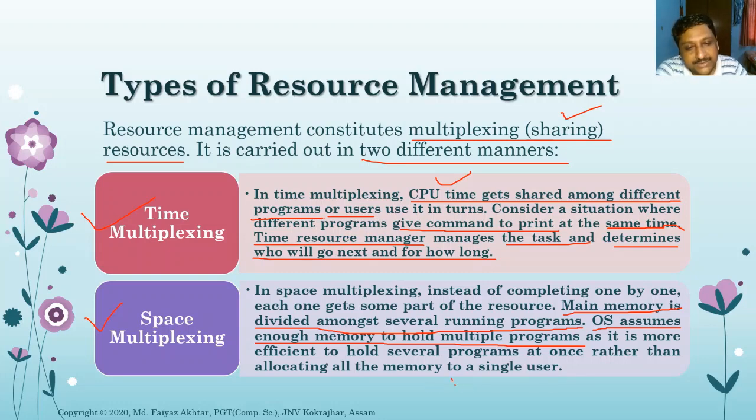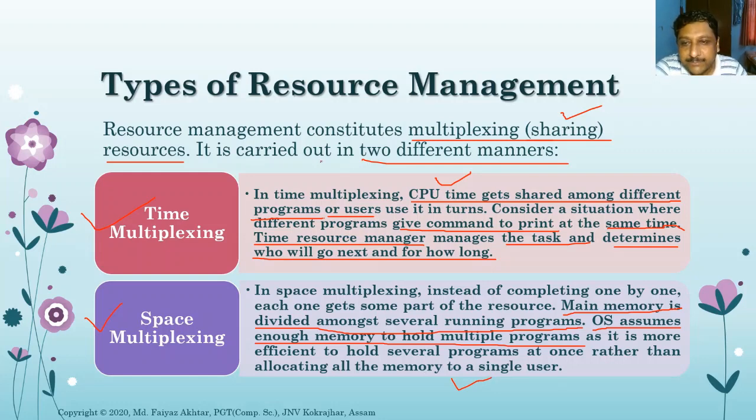So here, it is not done that a single user or a single program is allocated the whole memory of the computer at once. Rather, the whole memory is divided among several running programs. So all the programs at the same time are treated as running and executing. This is known as space multiplexing and time multiplexing.